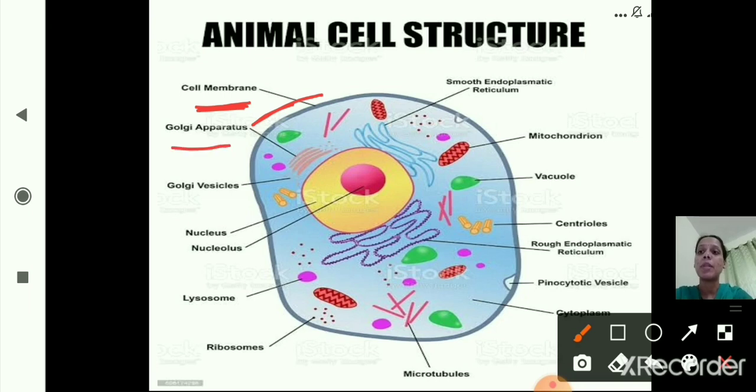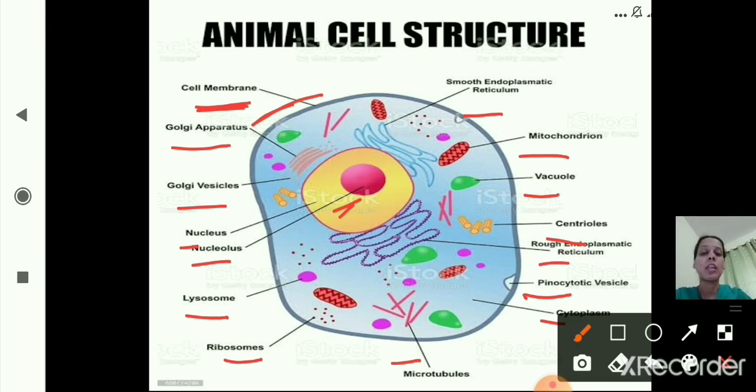Then Golgi apparatus, Golgi vesicle, nucleus, nucleolus, as you can see here. Then lysosome, ribosome, microtubules, then pinocytic vesicle, cytoplasm, rough endoplasmic reticulum, centrioles, vacuole, mitochondria and smooth endoplasmic reticulum. So these are the different components of animal cell structure. Each component we will study its structure and function in detail in this lesson. Okay, so this is about plant cell and animal cell.